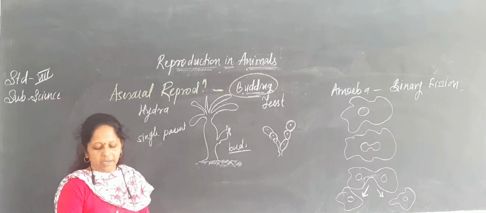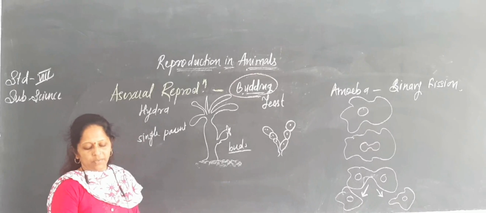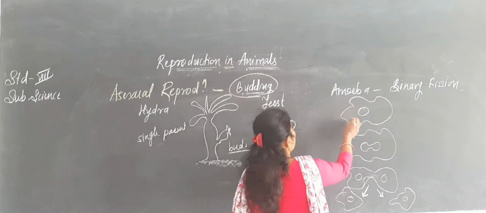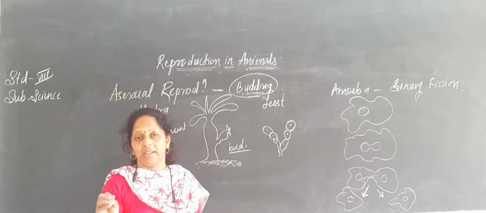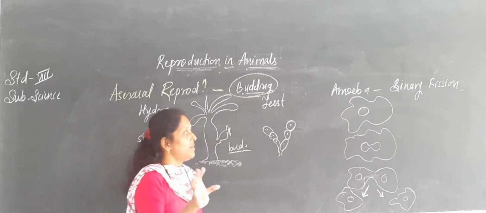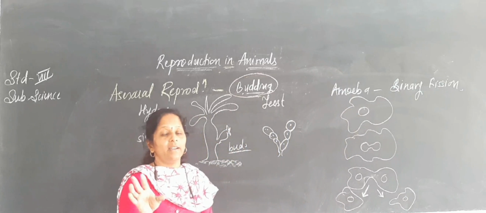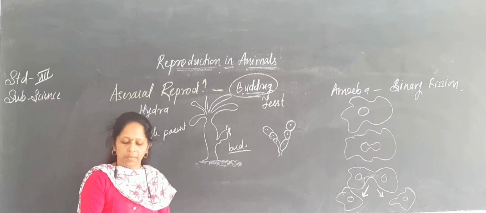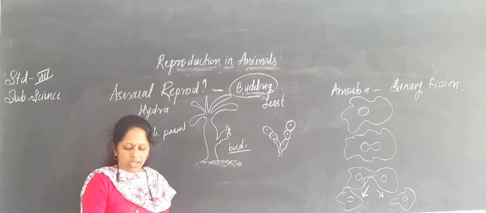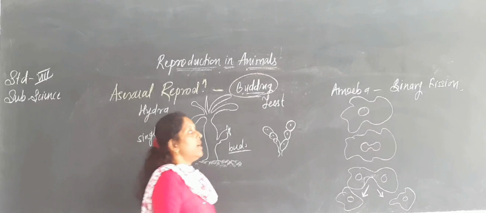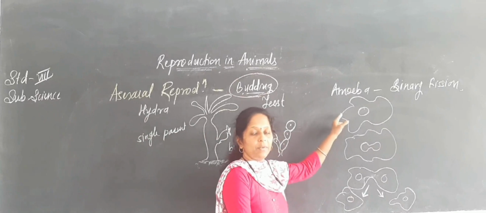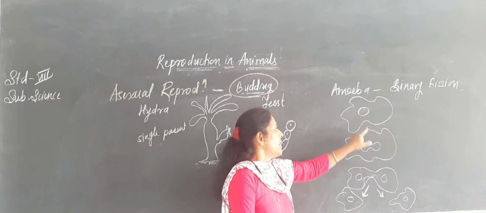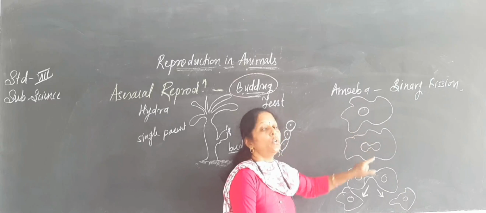Amoeba is a single-cell eukaryotic organism. It begins the process of reproduction by the division of the nucleus into two nuclei. So here in the amoeba, asexual reproduction starts with the division of the nucleus into two nuclei.